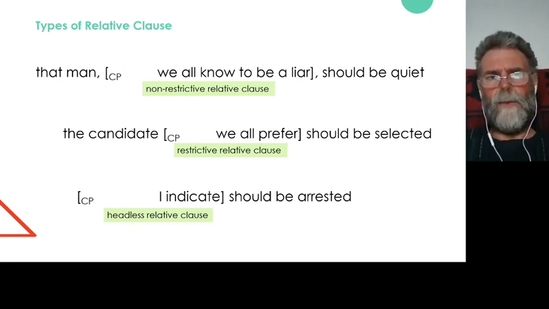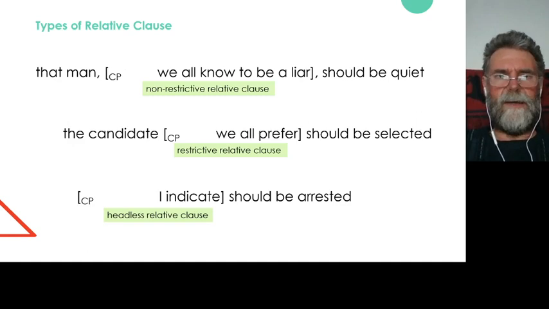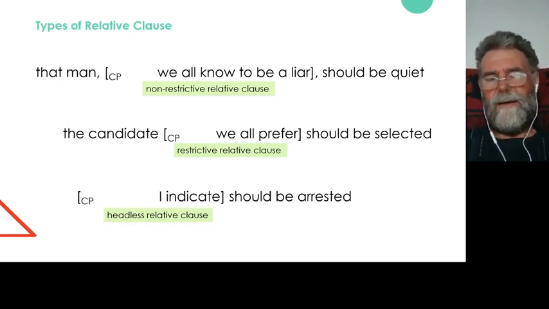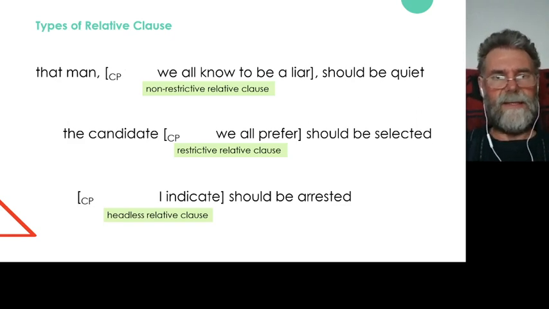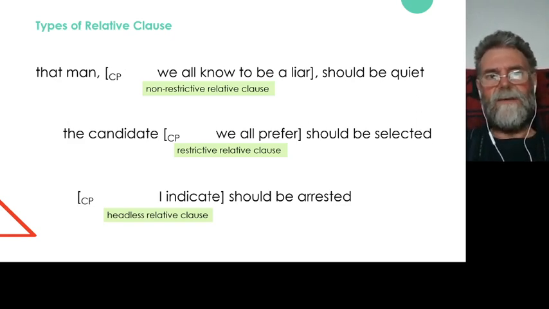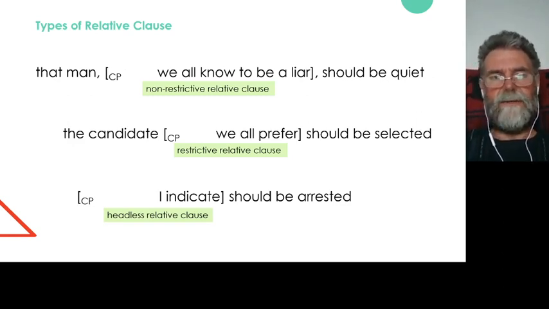That man we all know to be a liar should be quiet. Doesn't work. And obviously in the headless relative as well, we get something that is just ungrammatical by leaving out the WH phrase. You can't say, I indicate should be arrested. But compare that to the restrictive relative clause, where missing out the WH phrase still produces a grammatical construction. So we get the candidate we all prefer.